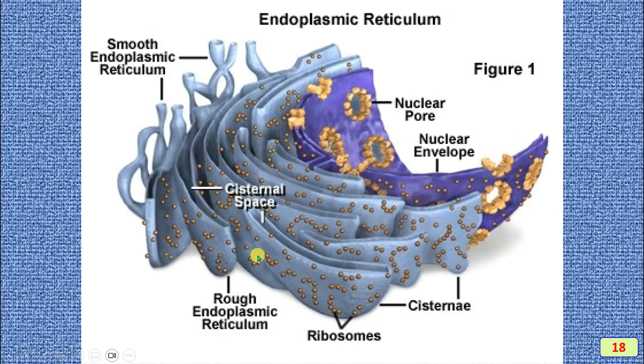And the ER is the one, the endoplasmic reticulum, the honeycomb type of structure on which the ribosomes are adhered. So that is the rough endoplasmic reticulum, and the outer one, which contains fewer or no ribosomes, is called the smooth ER, smooth endoplasmic reticulum.